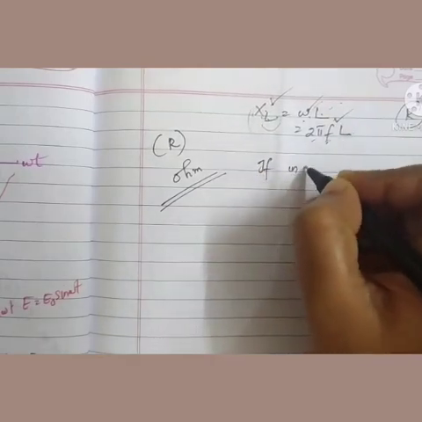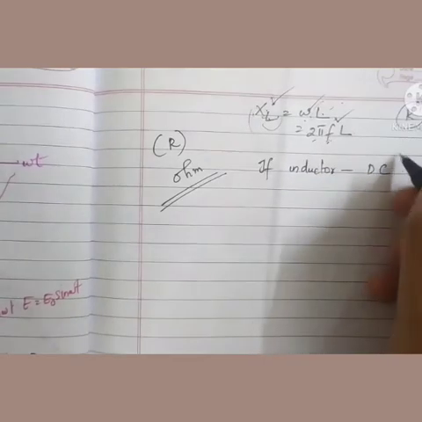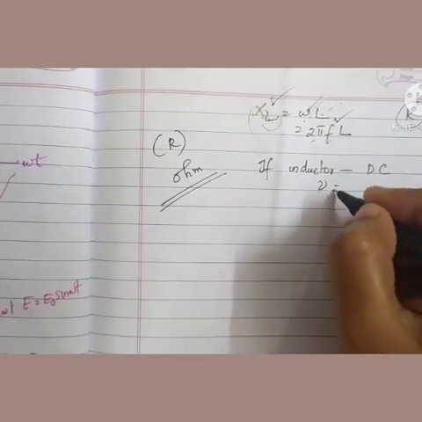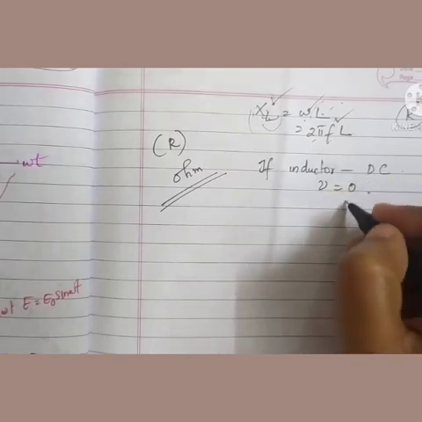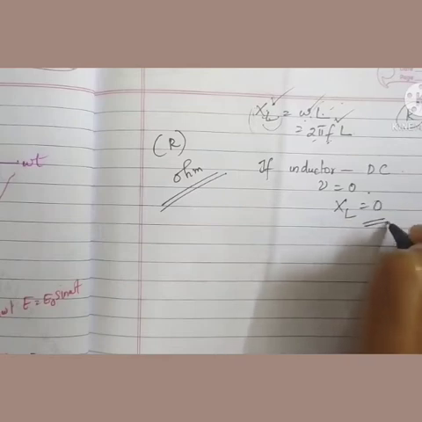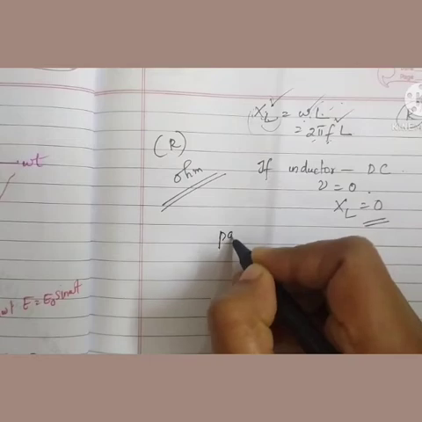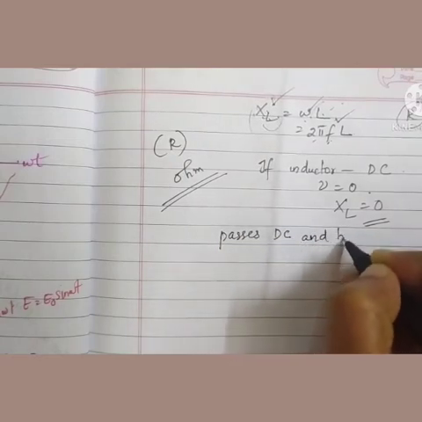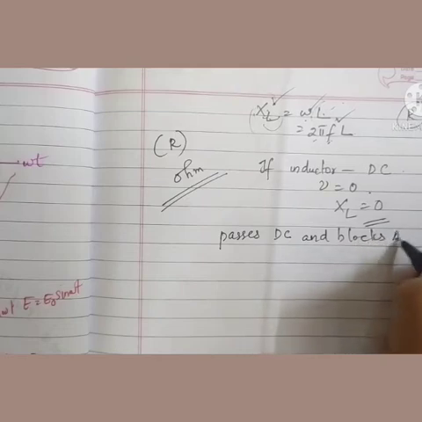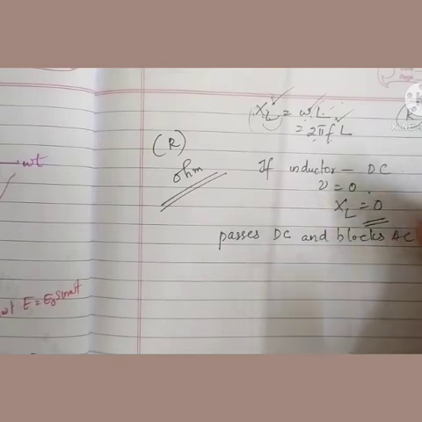If an inductor is connected to a DC source, for a DC source, you know the frequency is equal to 0, isn't it? Frequency 0, which means that XL is equal to 0. Okay, therefore an inductor passes DC and blocks AC. XL 0 means no resistance. No resistance means maximum amount of current can be passed.